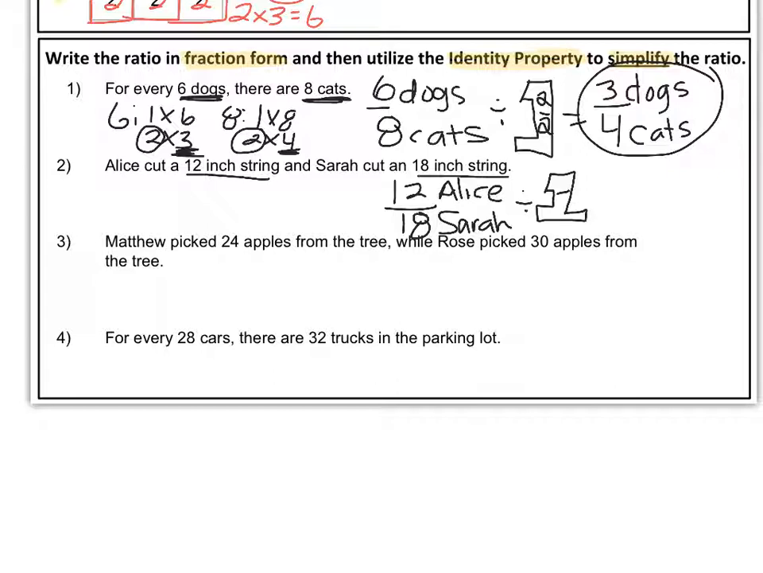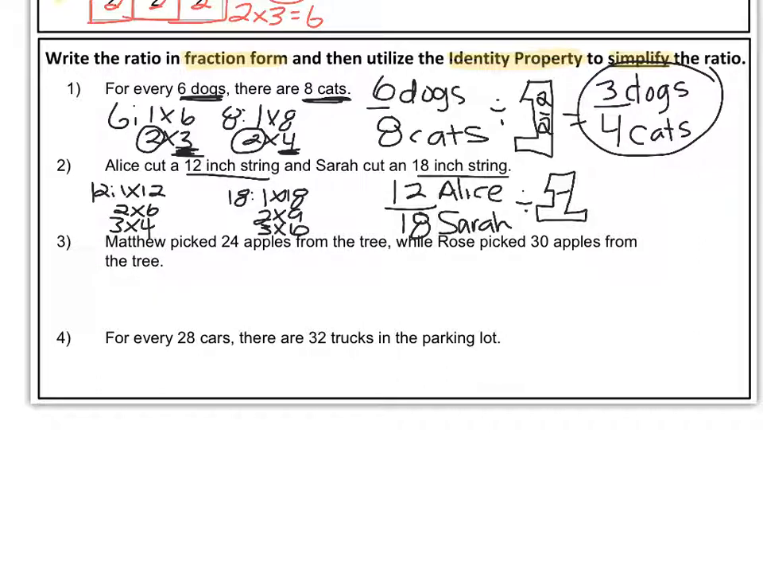So we need to think about what's the greatest common factor of 12 and 18. You might be able to do that pretty quickly in your head, but if you can't, then you just list out the factors. The factors of 12 are 1 and 12, 2 and 6, 3 and 4. The factors of 18 are 1 and 18, 2 and 9, 3 and 6.